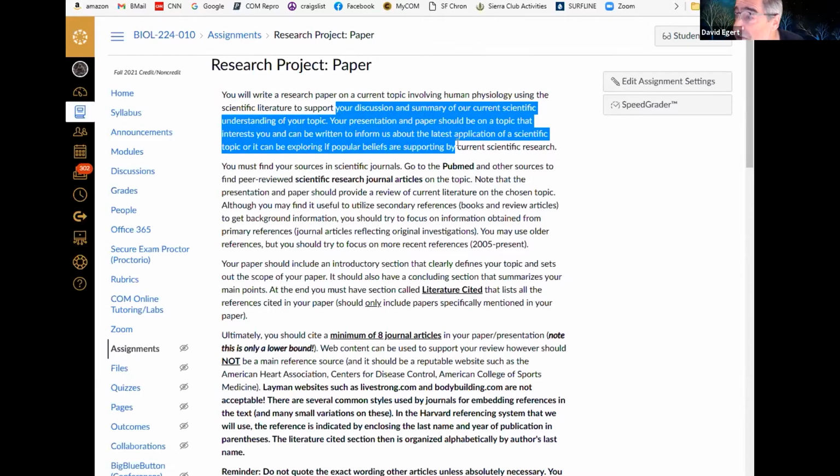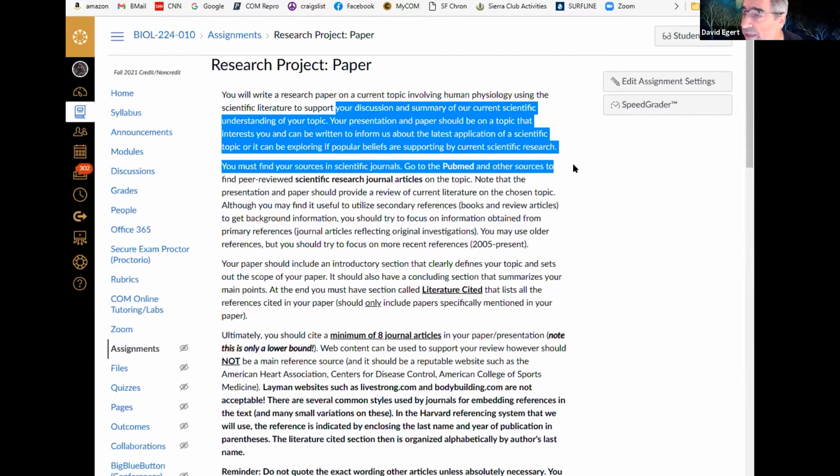Your presentation and paper should be on a topic that interests you and can be written to inform us about the latest application of a scientific topic, or exploring popular beliefs supported by current scientific research. It can't just be like a book report about something. It has to bring in our current understanding about something.